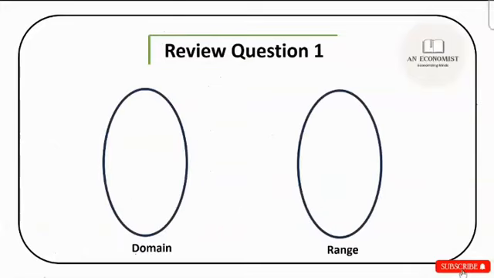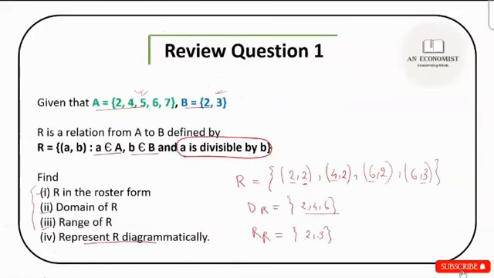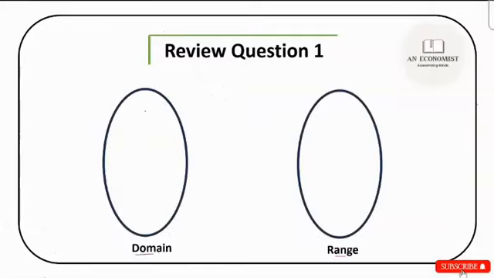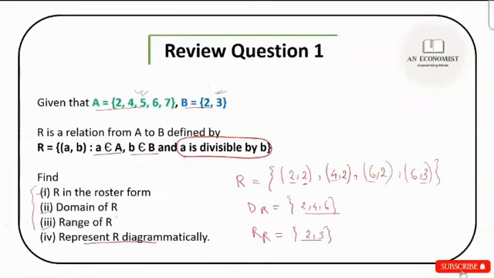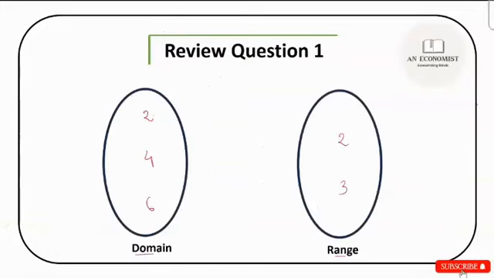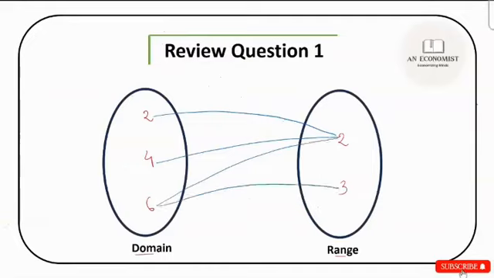This is the domain and this is the range. So fill up with the elements 2, 4, 6 and 2, 3, right? So write 2, 4, 6. Here you have 2 and 3. Now how will we have the relation? So here you have (2, 2), (4, 2), (6, 2) and (6, 3). So 2 is related to 2, 4 is related to 2, 6 is related to 2 and 6 is related to 3, right? And write R here. So this will represent your relation.